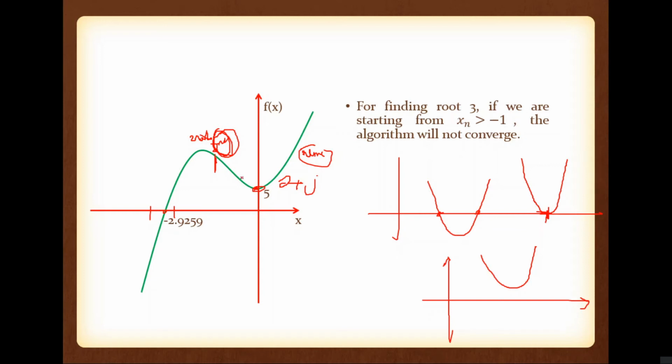If local minima and local maxima are present, you must be very careful when taking the initial condition. That initial condition must be between the root and the local minima. Somewhere here you have to take, or somewhere here you have to take. Okay, so this one is a complex root.